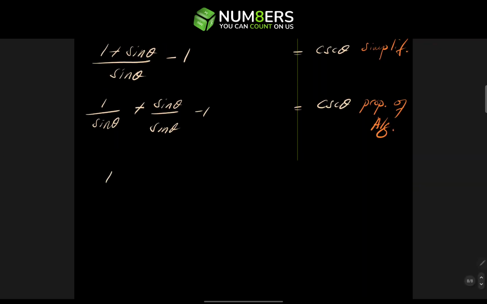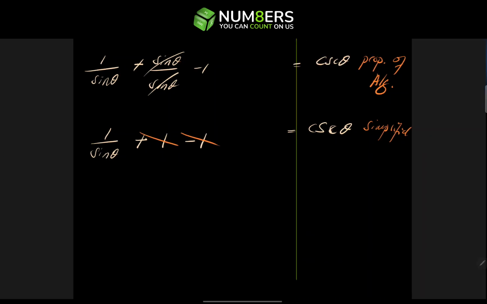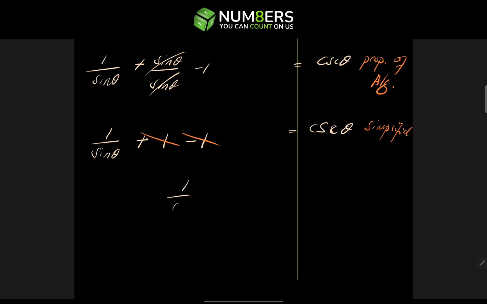And this one, the 1 over sine theta, I'm going to keep the same for now. Plus sine theta divided by sine theta is just equal to 1. And then minus 1 equals cosecant theta. And here we've simplified. That's simplification. Let's extend this a little bit. Okay, and now the ones cancel, so these two cancel with each other because 1 minus 1 is 0. So we have 1 over sine theta on the left equals cosecant theta on the right, and that's again simplifying.